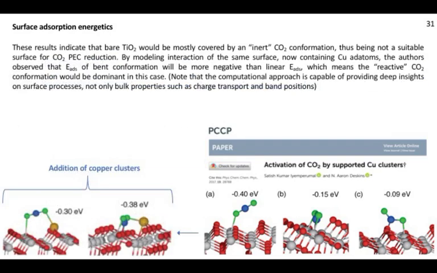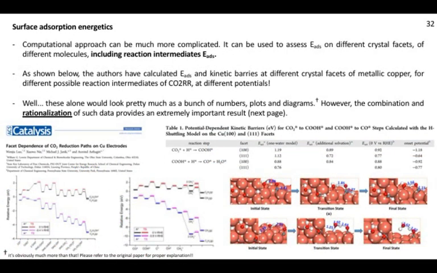However, when you add a copper cluster or copper atoms to this surface, this tendency is the opposite. The bent conformation now has a more negative adsorption energy on this surface. So it is expected from these results that CO2 reduction will be more efficient if you add copper to the titanium dioxide surface. Note that we are always talking about copper compounds. They tend to be definitely the most active for this reduction.